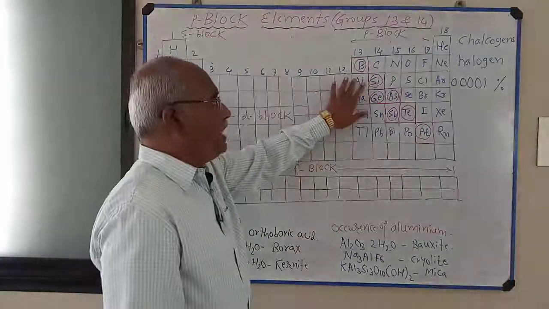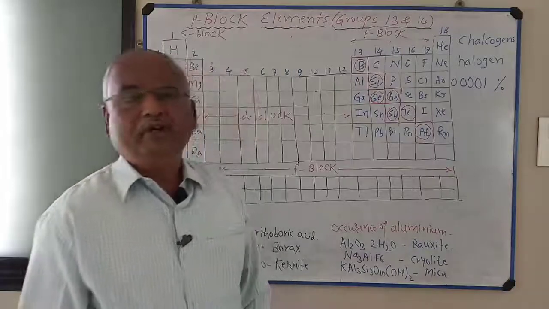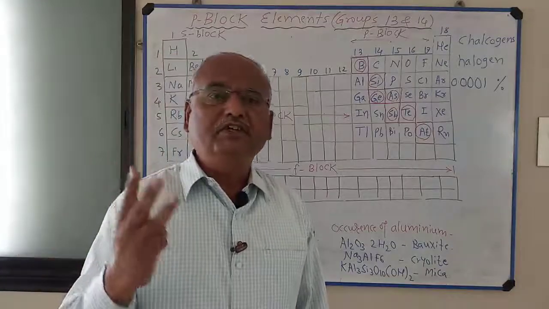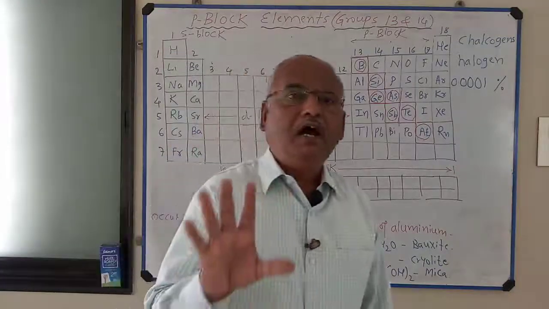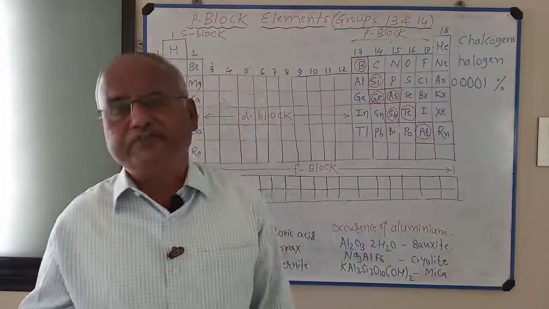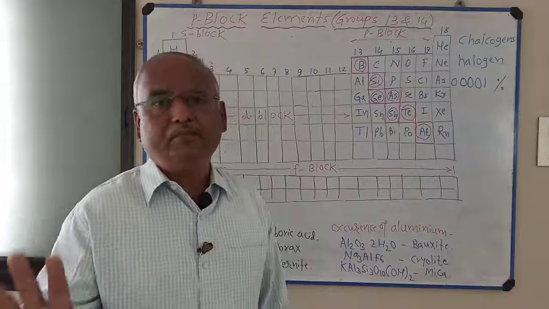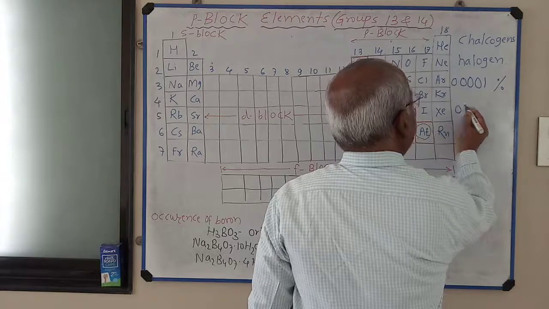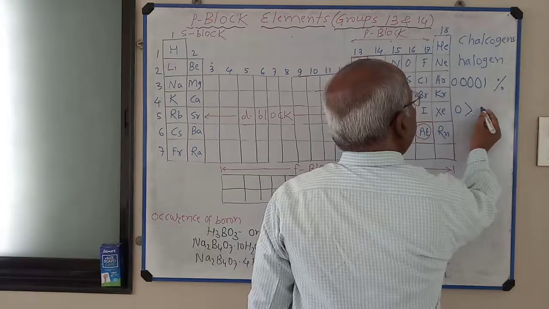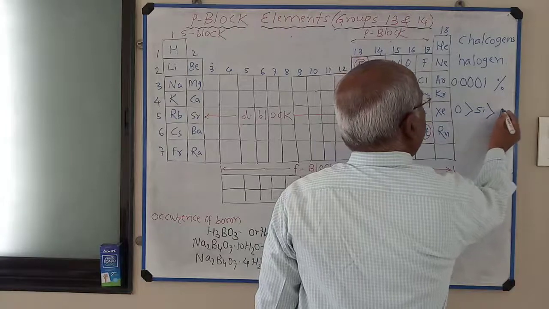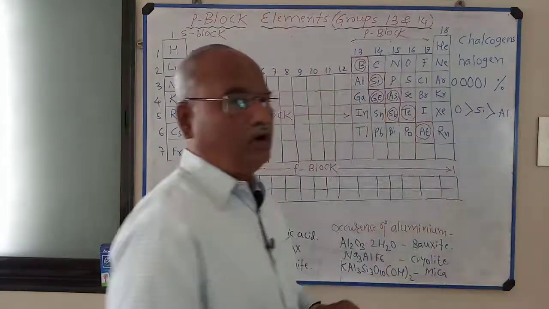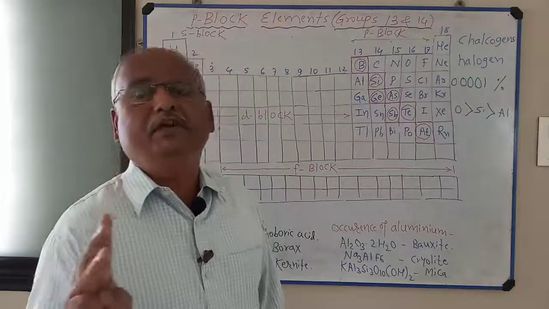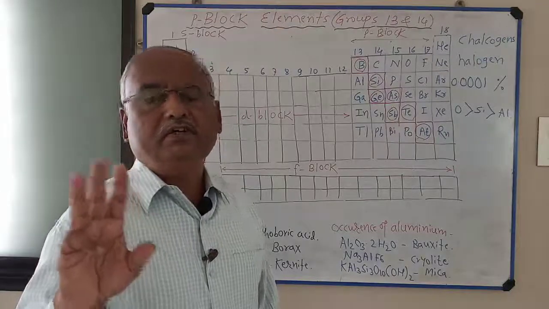Now you see aluminium. Aluminium is the third most abundant element present in the Earth's crust. Aluminium also does not occur in free state. It occurs in combined state. The most abundant element on Earth's crust is oxygen, then silicon and then aluminium. So remember, aluminium is the third most abundant element present in the Earth's crust.